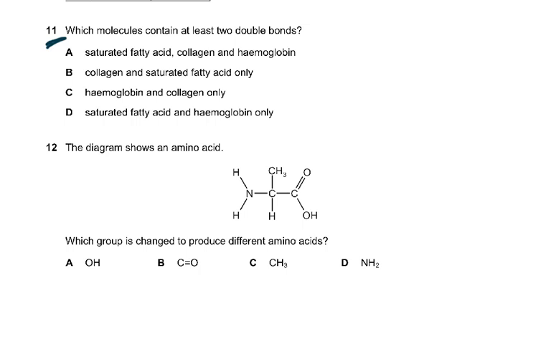Which molecules contain at least 2 double bonds? Saturated fatty acid, collagen, hemoglobin. Now the question was, what are saturated fatty acids and what are unsaturated fatty acids? So you see here 3, we've got saturated fatty acids in 3. That was a clue for you. All those were wrong. But why is the answer C? You've got to understand why the answer is C, hemoglobin and collagen only. Because saturated fatty acids do not have a double bond.